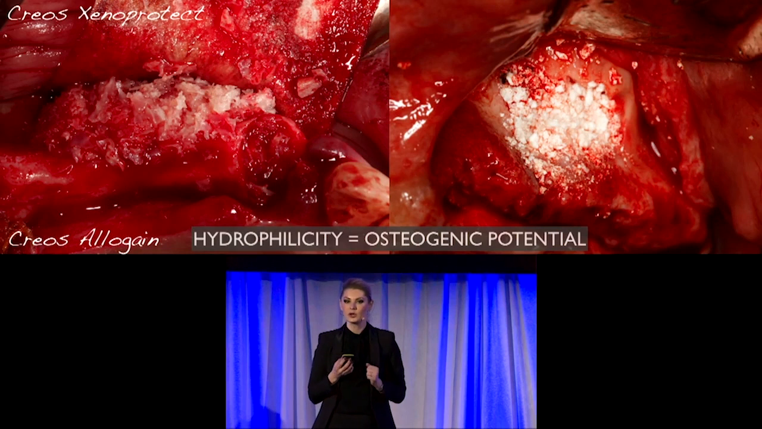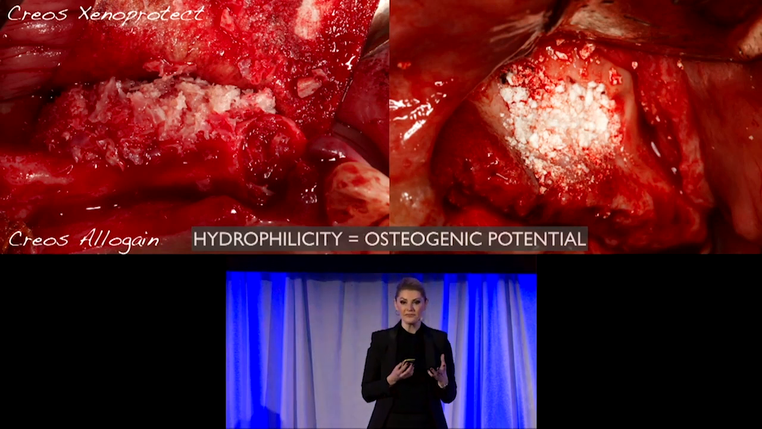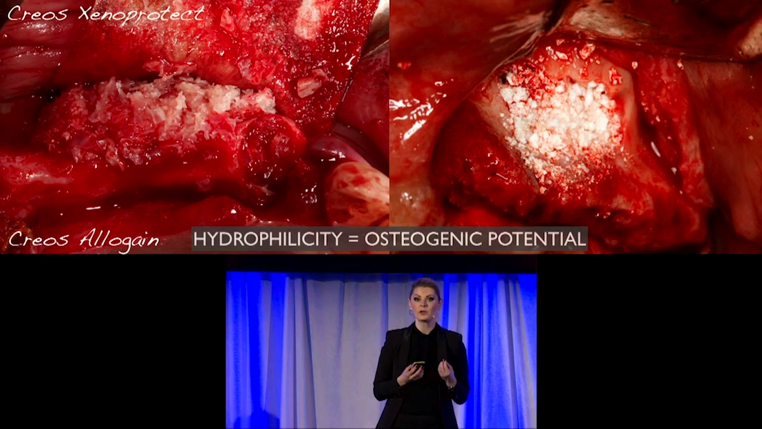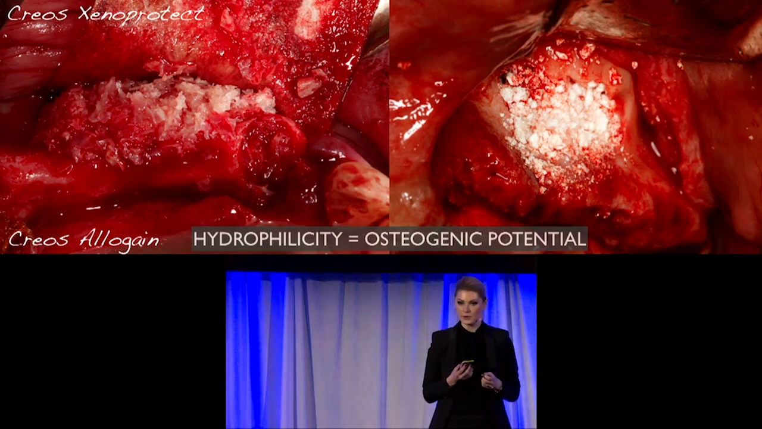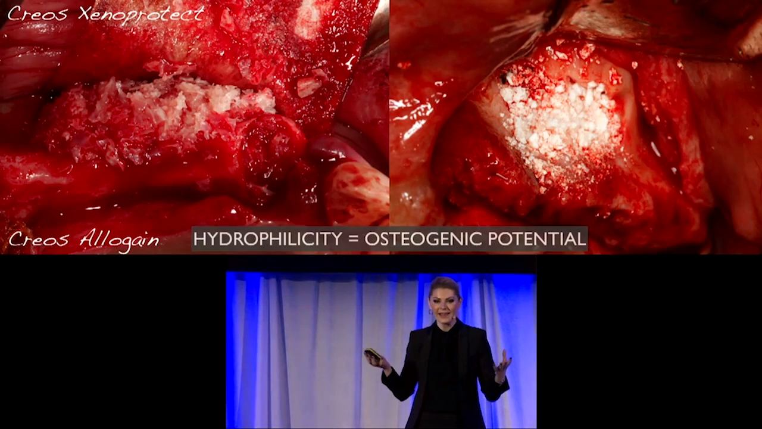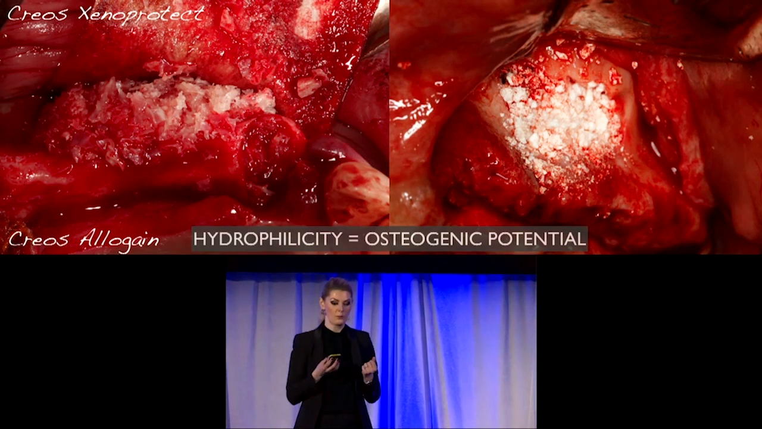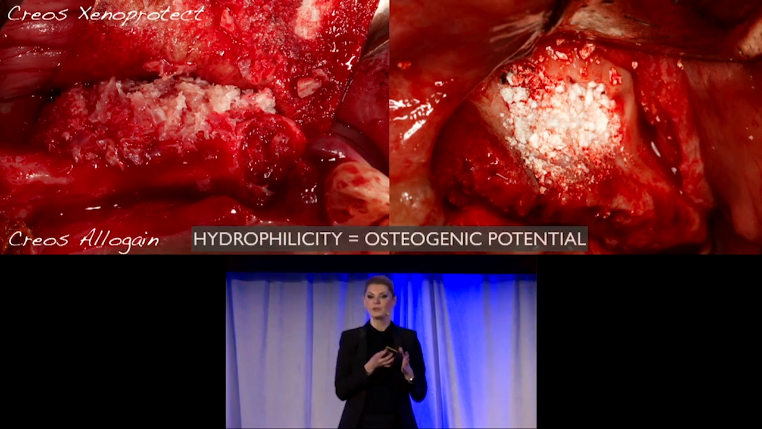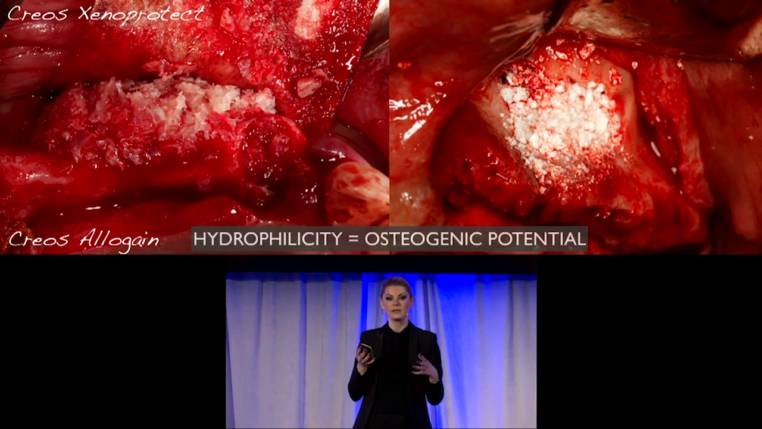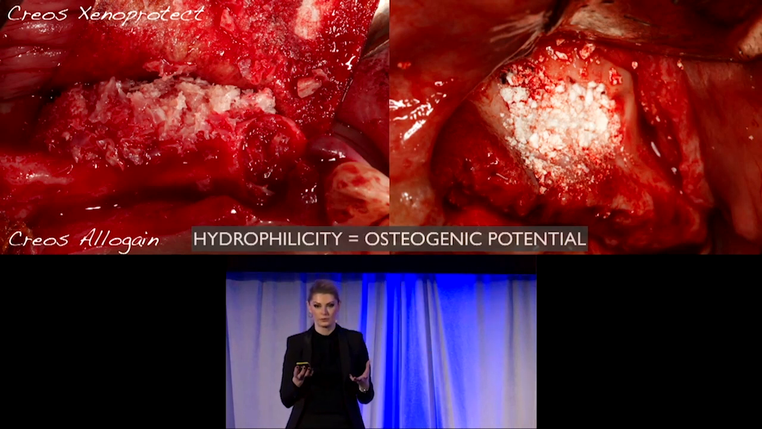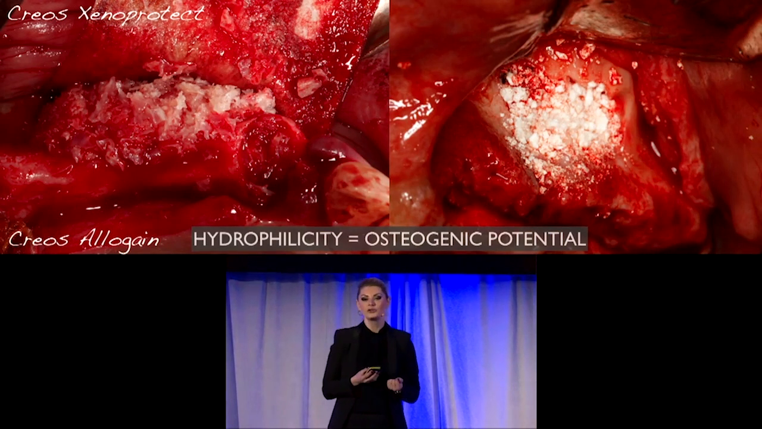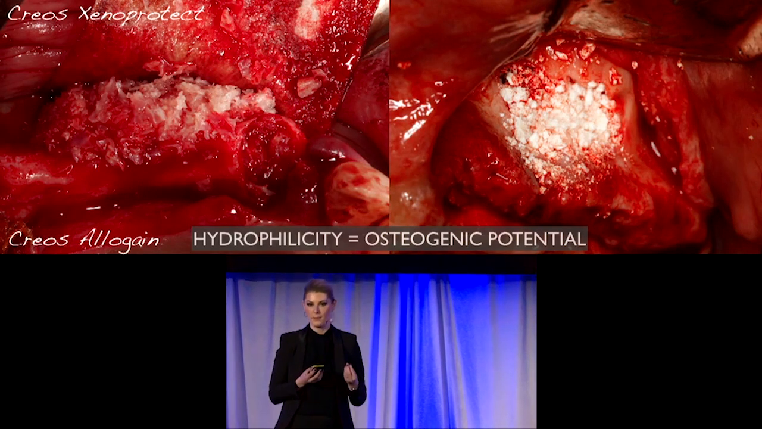So let's take a look at an example of these grafts. On your left-hand side, you can see a typical hydrophilic graft. This is a Krios large particle cancellous bone here. You can see how it's inviting to the blood cells, how it's completely wet with the blood here. And you can see the picture on the right-hand side where it's completely resistant and hydrophobic to the blood, not allowing it to flow inside these particles. So hydrophilicity means osteogenic potential. That's what we want primarily in our graft.